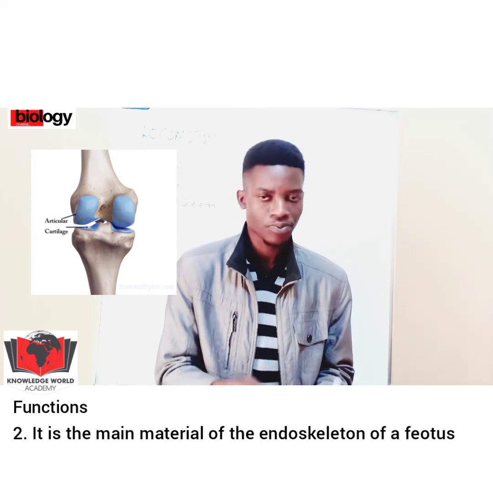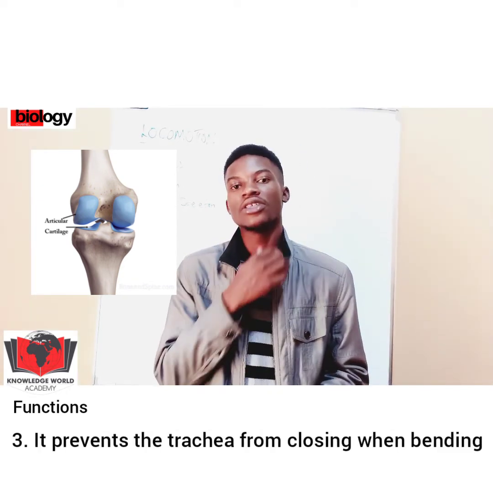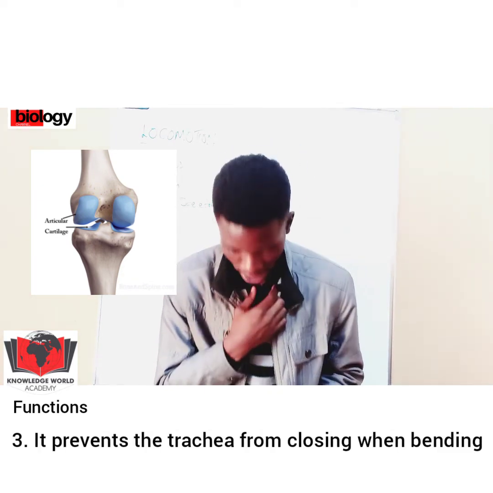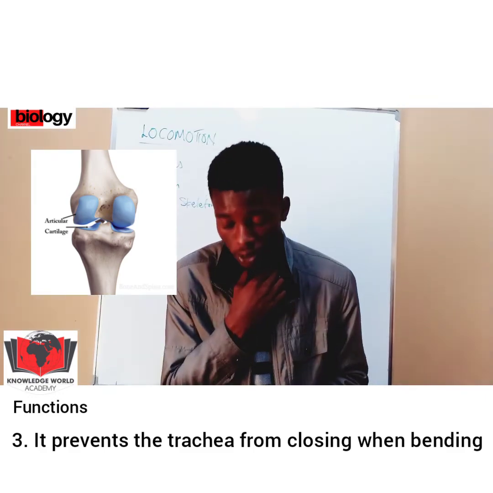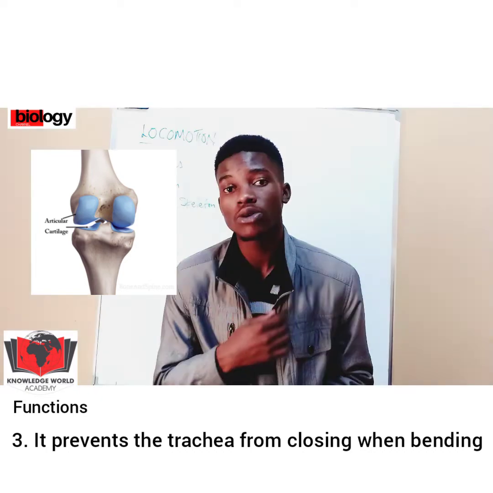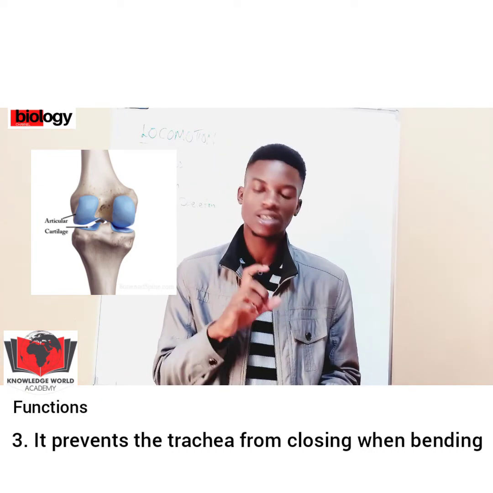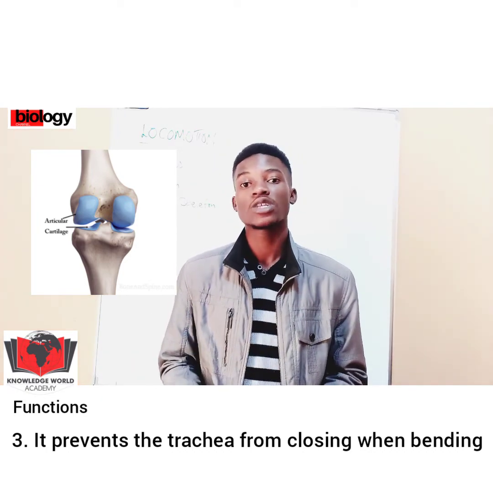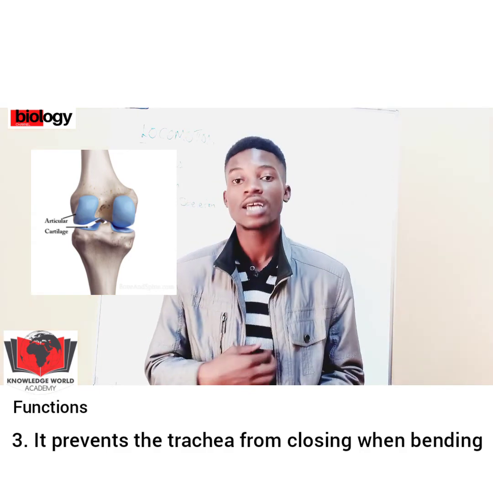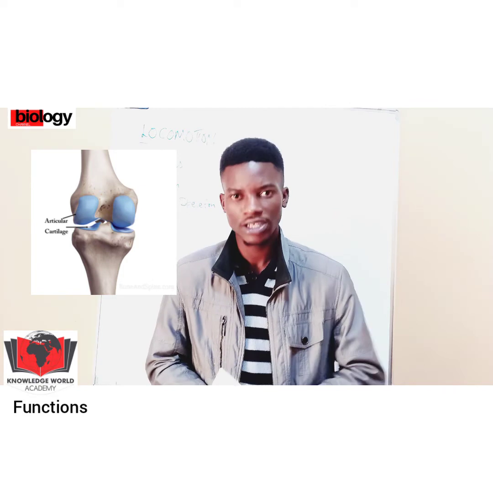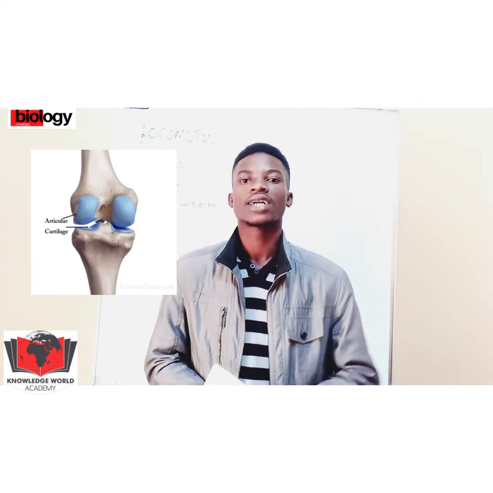And number 3, it prevents the trachea from closing even when you bend like that, because the trachea is largely made up of cartilage. Even when you bend like that, your trachea will still be open. Why? Because this tissue is flexible. Therefore, it prevents your trachea from closing. Okay, that's another function of the cartilage.